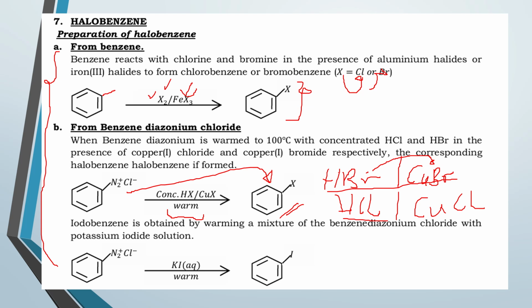For this, we are simply going to get aqueous potassium iodide and then we warm. So remember that the conditions remain the same, but the reagents for iodobenzene change. You simply get aqueous potassium iodide and then you warm it with the diazonium salt for us to get the iodobenzene.